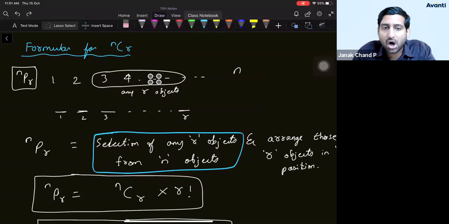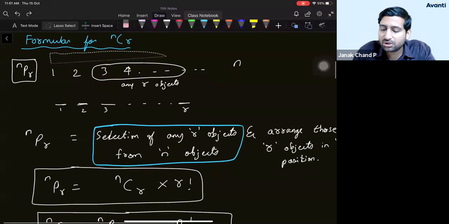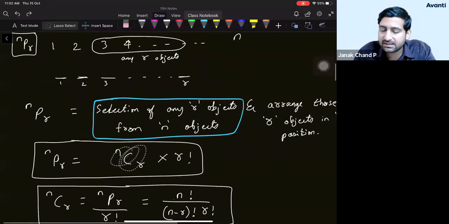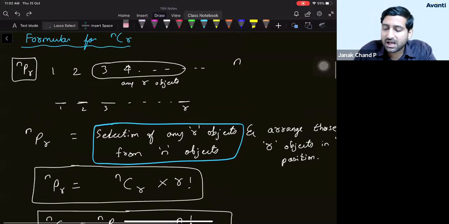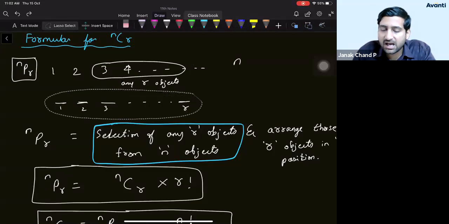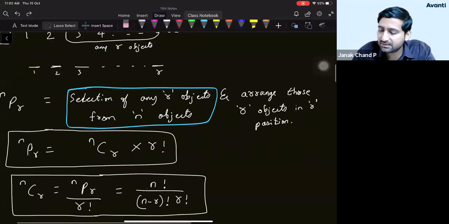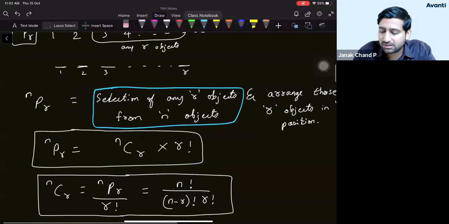Right, sorry, by object approach. If I go by the object approach, I should first select only r objects and then put them in these r positions, right? Now the selection of r objects out of n itself is called NCR, right? After I have selected any r objects, these r objects can be positioned in r positions in how many ways? R factorial ways, right? This is nothing but r factorial. So that's it, student. So NPR and NCR are connected by this.